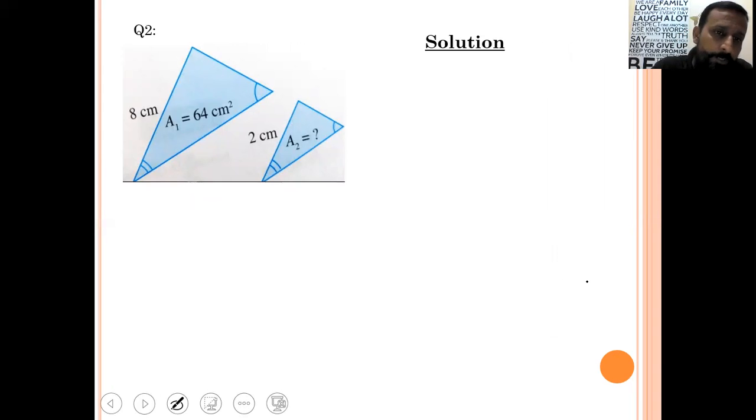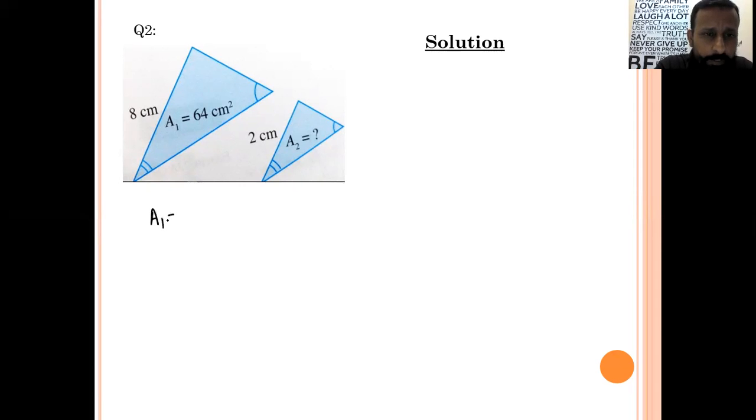They have shown you some internal angles marked with double curves and single curve. It shows you that these are similar figures. Now, the area of the first triangle A1 is given to you as 64 centimeters. So let me write the data for you guys. A1 is equal to 64 centimeters square.